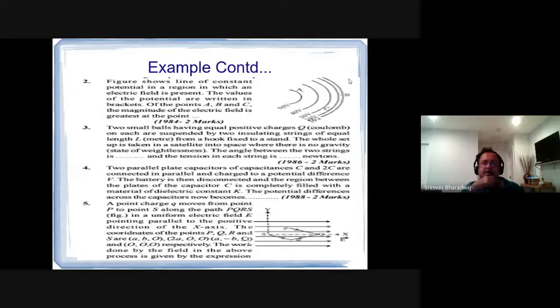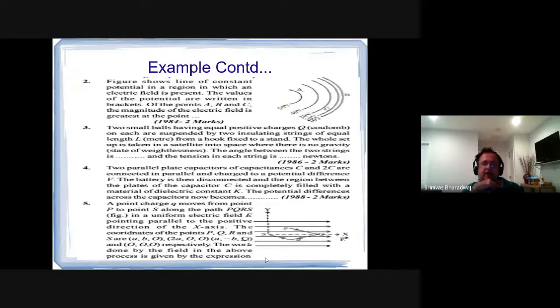A point charge moves from point P to S along the path, and the coordinates are: P is (A, B, 0), then 2A, 0, 0, then (A minus B, 0), and 0, 0, 0.